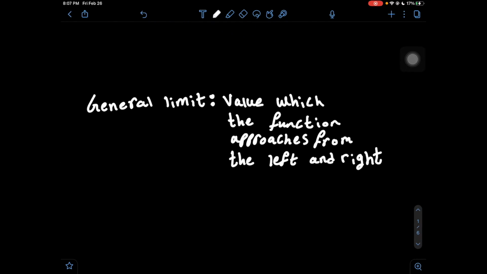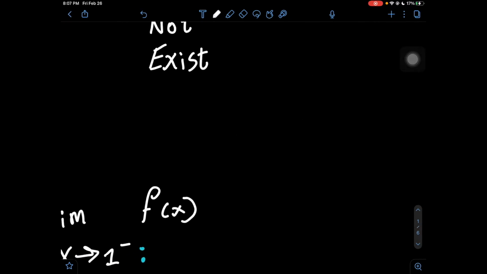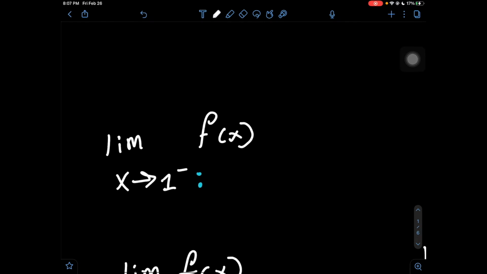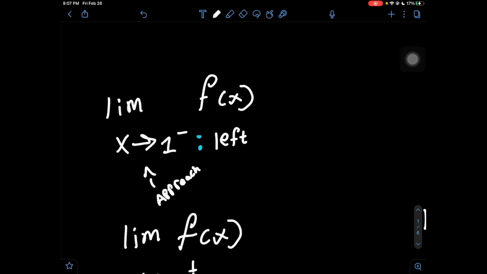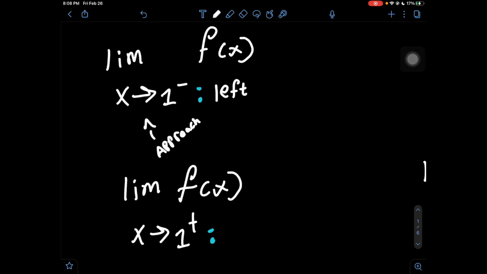Next, we're going to have a general limit, which is a value which the function approaches from both the left and the right. Next are some different ways we're going to see questions. The first one is going to be limit of f of x when x approaches 1. This arrow is signaling approaches, and there's a minus sign in the top right corner. This minus sign means the graph or the function is approaching from the left side. Then you're also going to see limit of f of x when x approaches 1, with a plus in the top right corner, meaning the graph approaches from the right side.